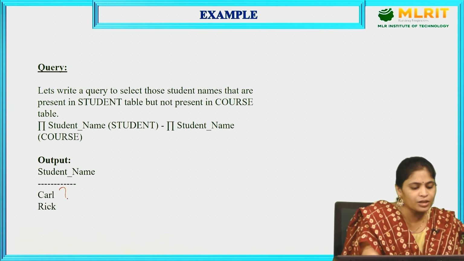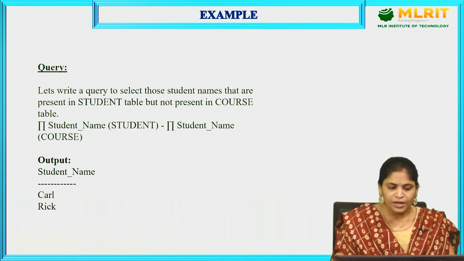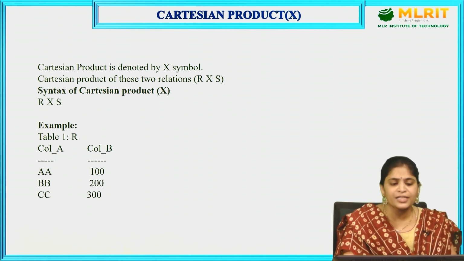See here, the call and Rick. This will be your output. Clear? Next, what is the Cartesian product?